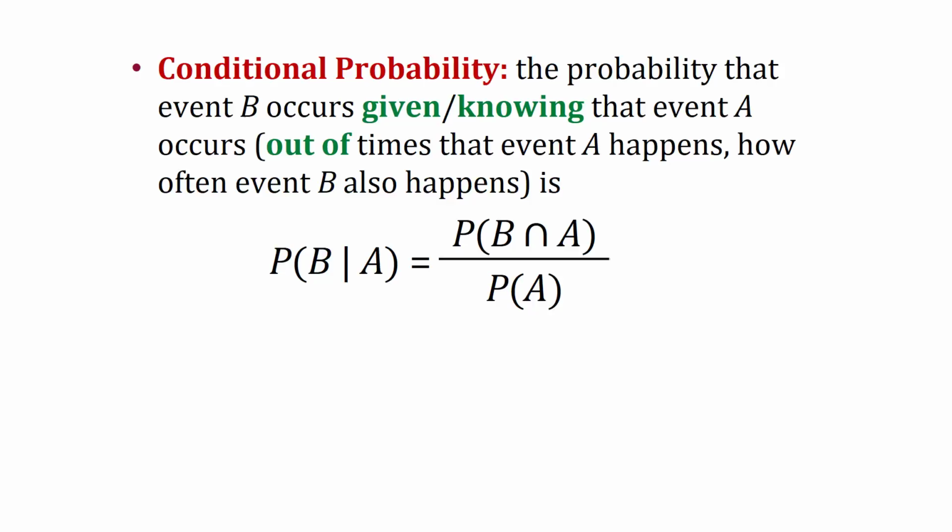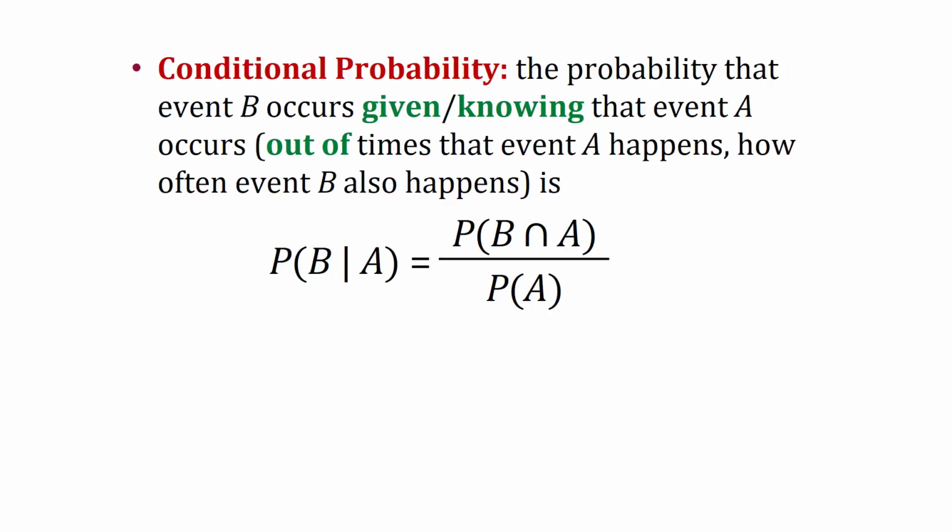We can write that as the probability of B vertical line A, where you can read that vertical line as just the word given or knowing. And those are some good keywords to look out for in these types of problems. Another way we can think of this is out of the times that the given or the known event A happens, we're looking at how often event B also happens.